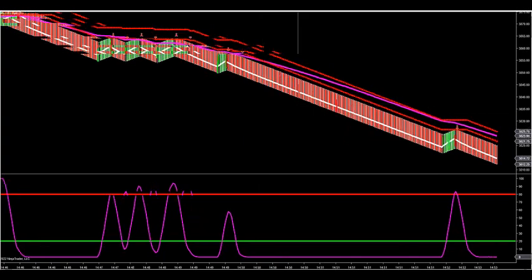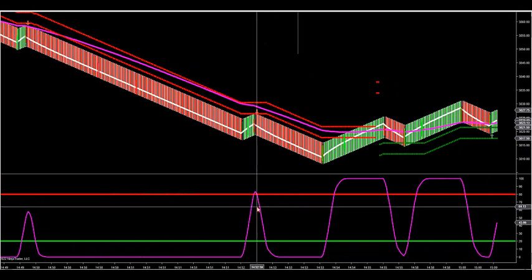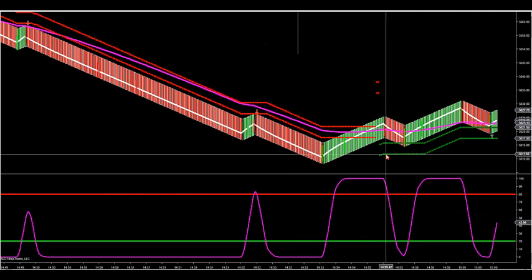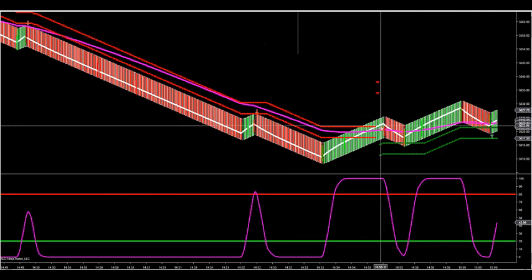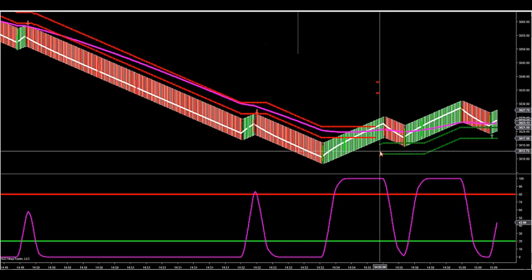So then we get moving to the downside, and we have another beautiful momentum setup. It was right on the edge of it, and it fired a momentum. But then we had a trend change. Now, you know the trend change happens because of what? You don't have to wait for the green dots to fire per se.